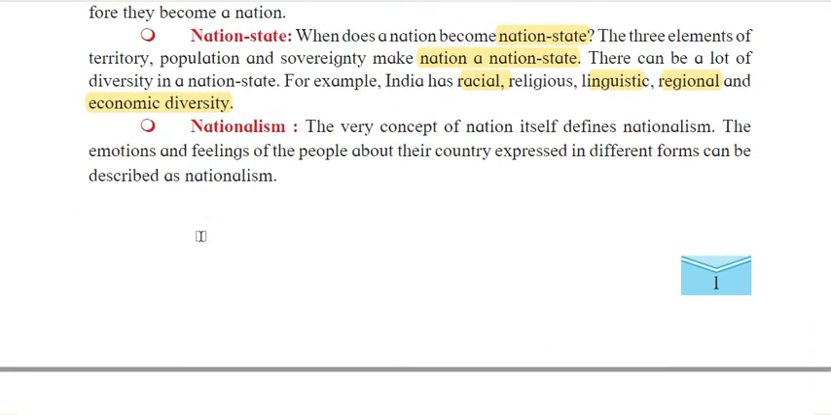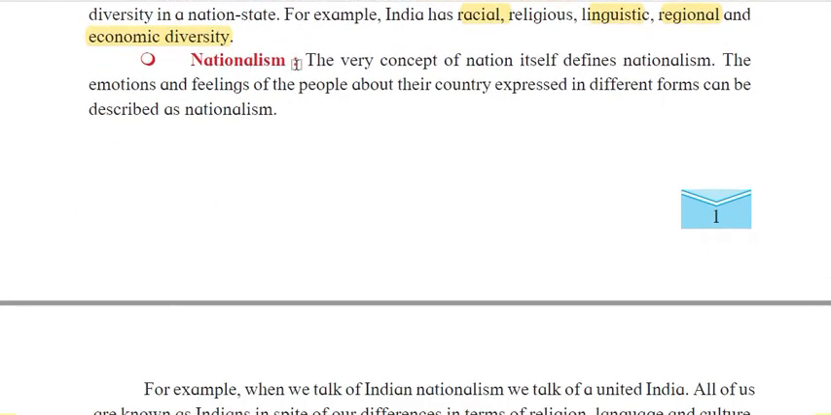Okay, let's move towards nationalism. What do we call nationalism? The very concept of nation itself defines nationalism. The emotions and feelings of people about their country, expressed in different forms, can be described as nationalism.